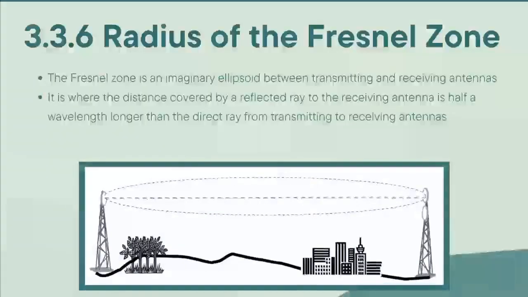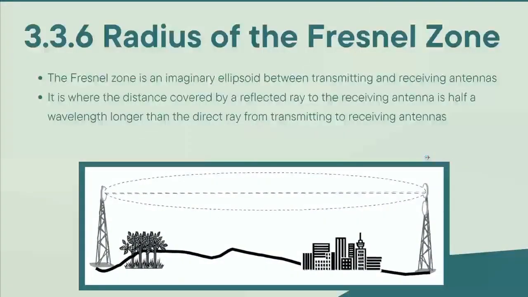So moving on to the next topic, the radius of the Fresnel zone. The Fresnel zone is basically an imaginary ellipsoid between the transmitting and the receiving antenna, as you can see from the picture. It is where the distance covered by the reflected ray to the receiving antenna is half a wavelength longer than any direct ray from the transmitting to the receiving antenna.